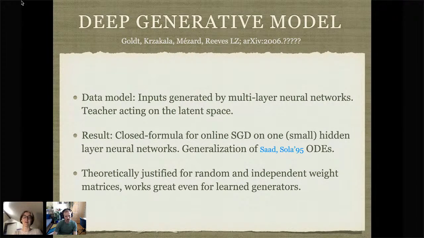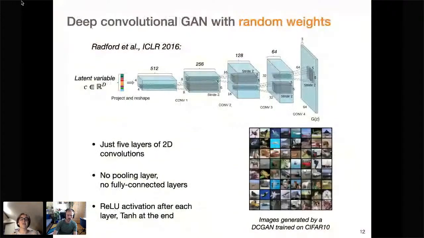So far, what we managed to do is to generalize the Saad-Solla equations. These are ordinary differential equations that describe the behavior of stochastic gradient descent when the samples are coming one by one. And theoretically, we have a justification of those equations for deep generative models where the weights are independent from each other and not learned. But then we used the same equations and did experiments with something that is learned and that has a lot of structure, that is not at all random.